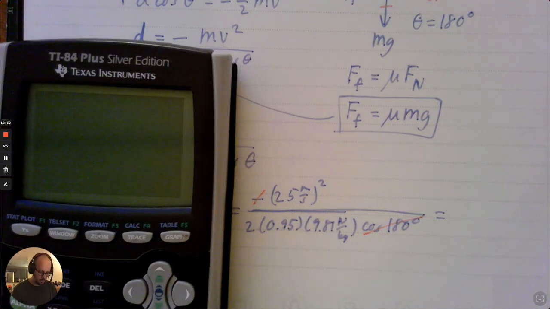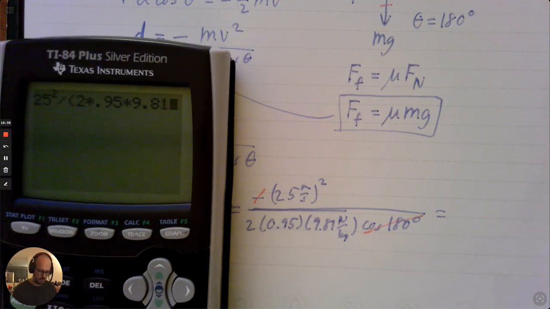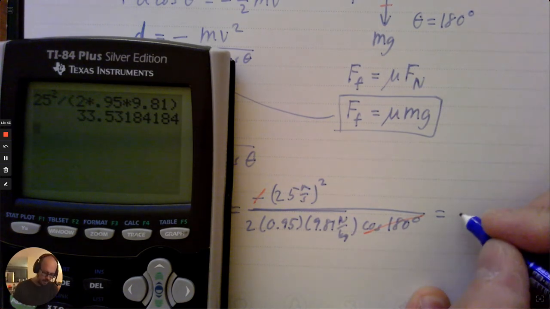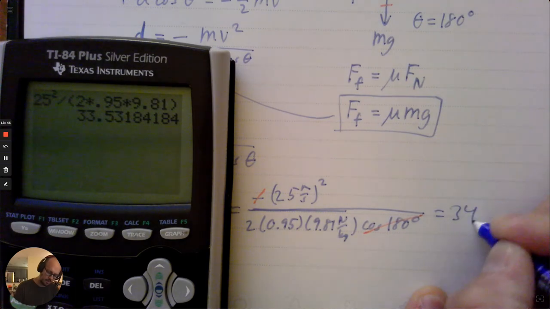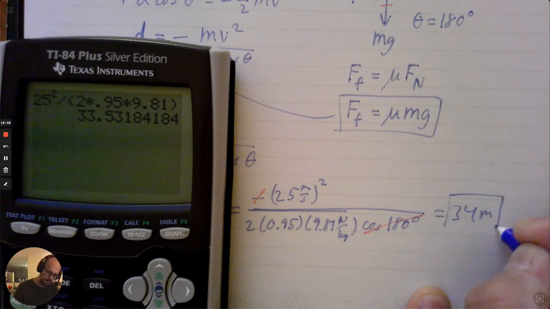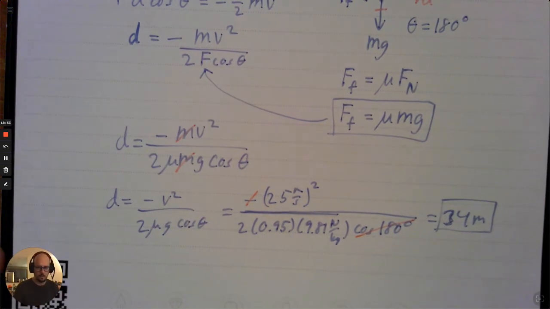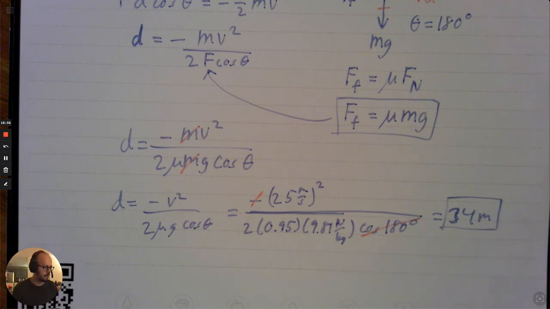So all I need to do is 25 squared divided by this little mess on the bottom, 2 times 0.95 times 9.81, and I get 33.5. So I didn't really do sig figs very well here, so we'll say 34 meters. So like, I don't know, 40 to 45 yards would be the stopping distance. That's a long way. This car was traveling at about 55 or 60 miles per hour. And so to take almost half a football field to stop, that's a big distance.